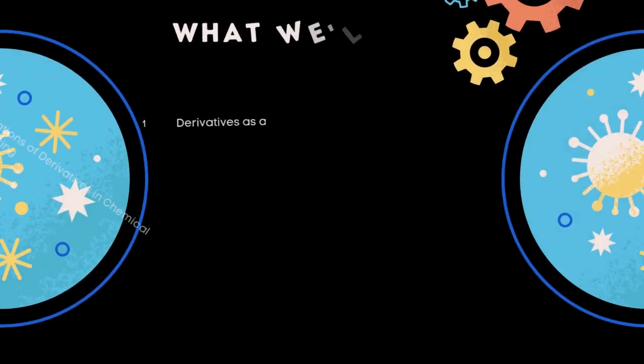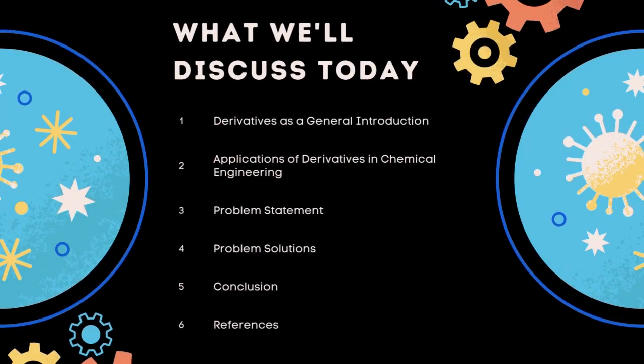So this is what we are going to discuss in this video. We start with derivatives as a general introduction, followed by the application of derivatives in chemical engineering. The next one is the problem statement and we come out with the solution. And last but not least, the conclusion and reference.